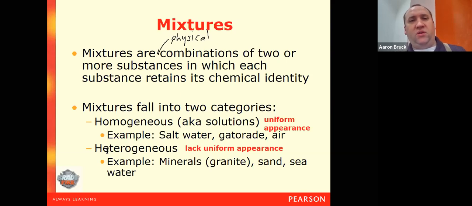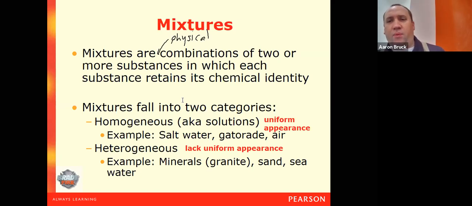Seawater. If I go up to the Atlantic Ocean and take a big old scoopful, I'm not going to just get the salt water. I'm going to get sand. I'm going to get kelp. I'm going to get seaweed. I'm going to get phytoplankton. I'm going to get lots of little things in there, algae. And each one of those things is going to affect the appearance.